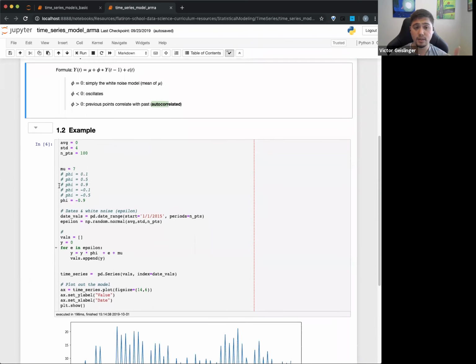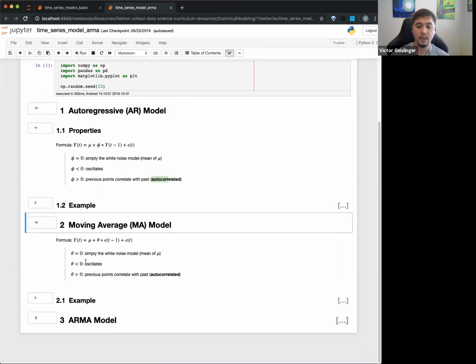Sound good? All right. So the next one is our moving average model. This is very similar, but it's a slightly different thing. We still have some time dependence, but this time dependence is actually going to be built on the actual previous noise value.